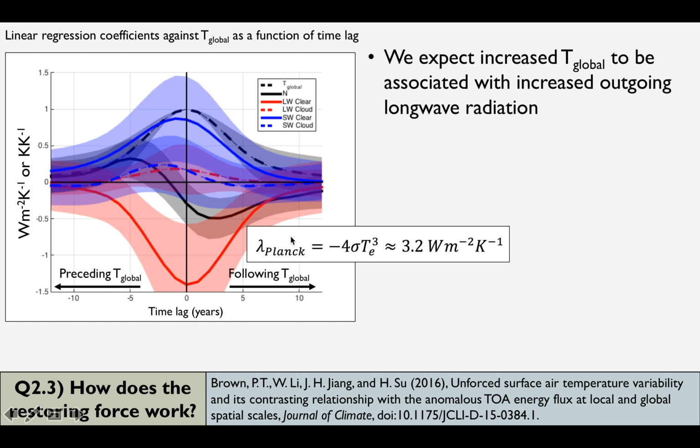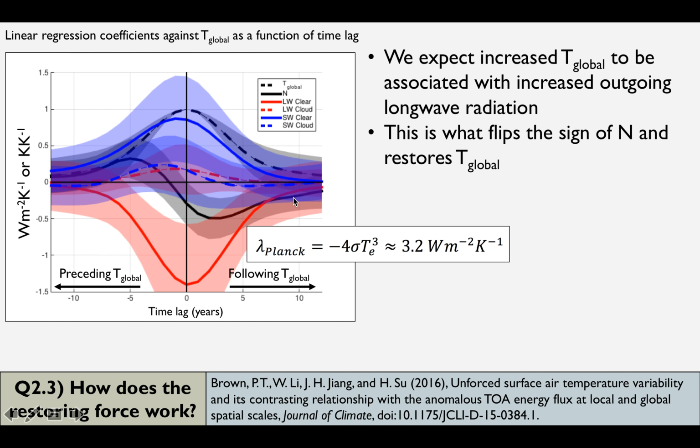So that is essentially described by what's called the Planck response, which is just the derivative of the Stefan-Boltzmann law with temperature, meaning that as a black body increases in temperature, it will throw more radiation, in this case, to space. So we do expect this to be here. And we can see from this time evolution that it is this Planck response in the clear sky long wave that eventually flips your positive energy balance to negative.